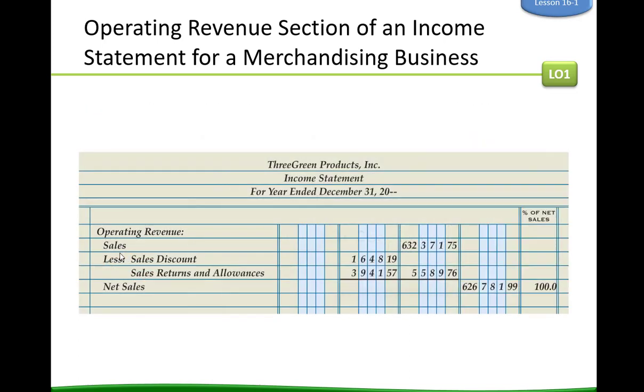It is your sales, and you're going to subtract from it your sales discount and returns and allowances. Your sales come off of your adjusted trial balance, and then you pull the number for your sales discount and sales returns and allowances. You're going to take these two numbers, add them together, and write it beside your sales returns and allowances. Then you're going to subtract, and that gives you your net sales number. Anytime we're looking at percent of net sales, this is your denominator when we're doing the percent.